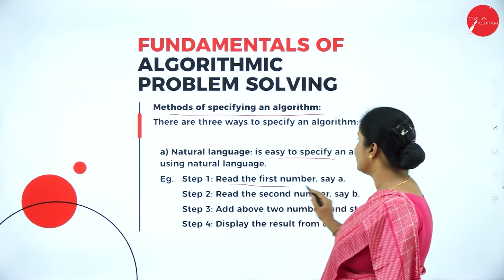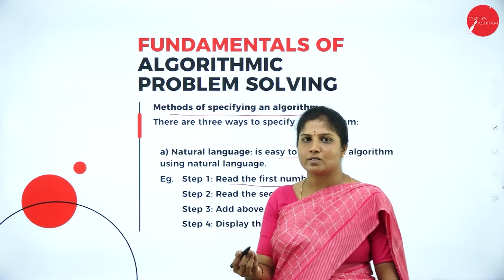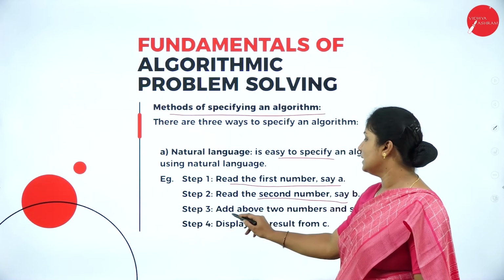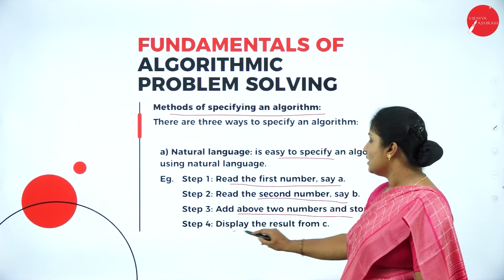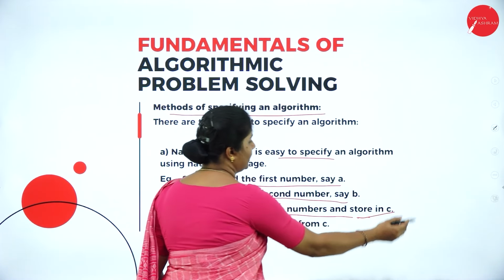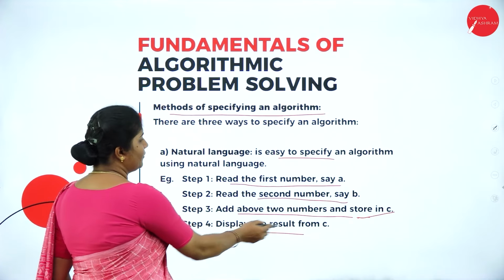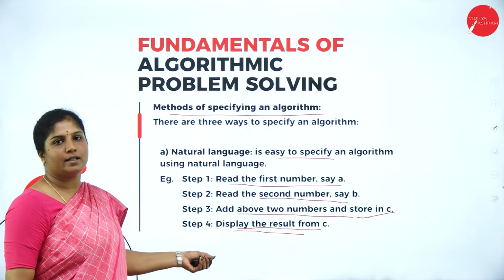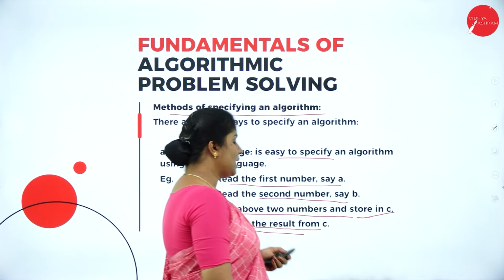First step, read the first number, say A. Yes, you also understood, I also understood. Next, read the second number, say B. Then add the above two numbers. After adding, store it in C. Next, after storing, display the result from C. So this is how I am writing steps in natural language.